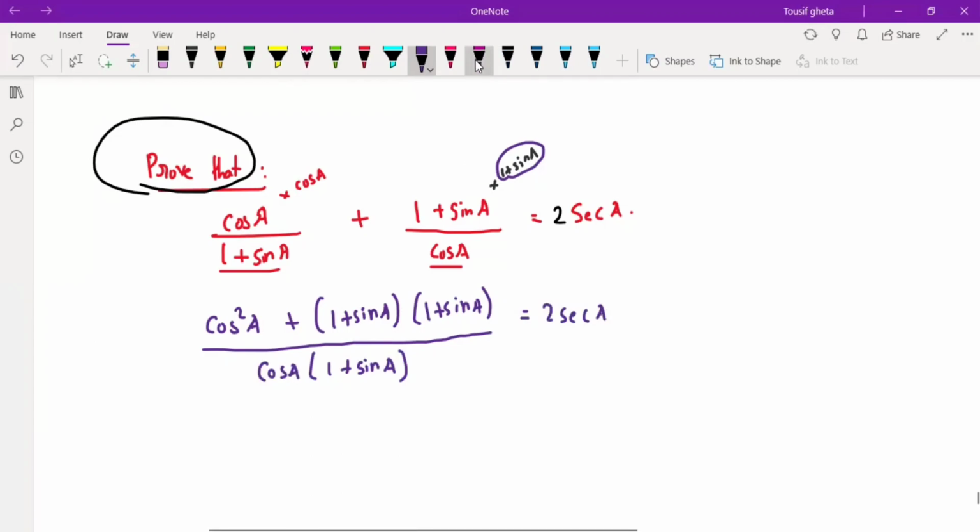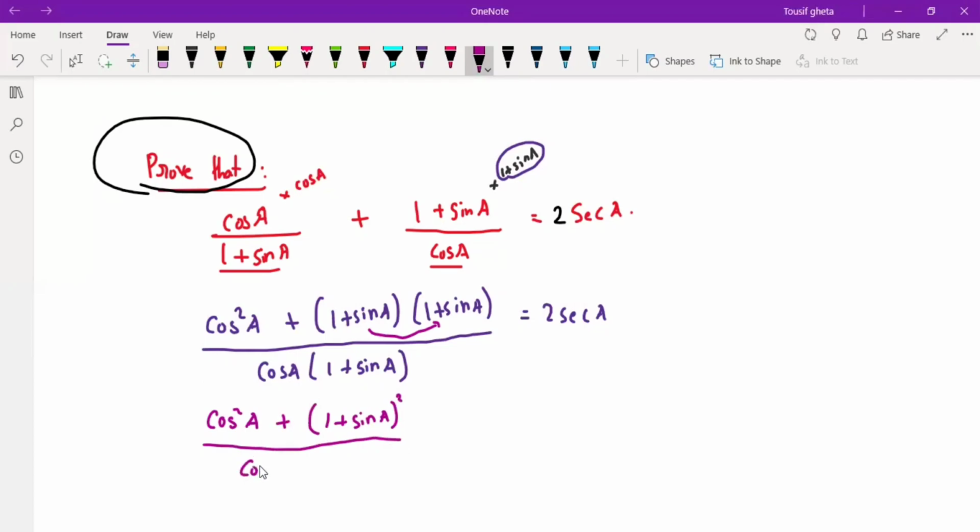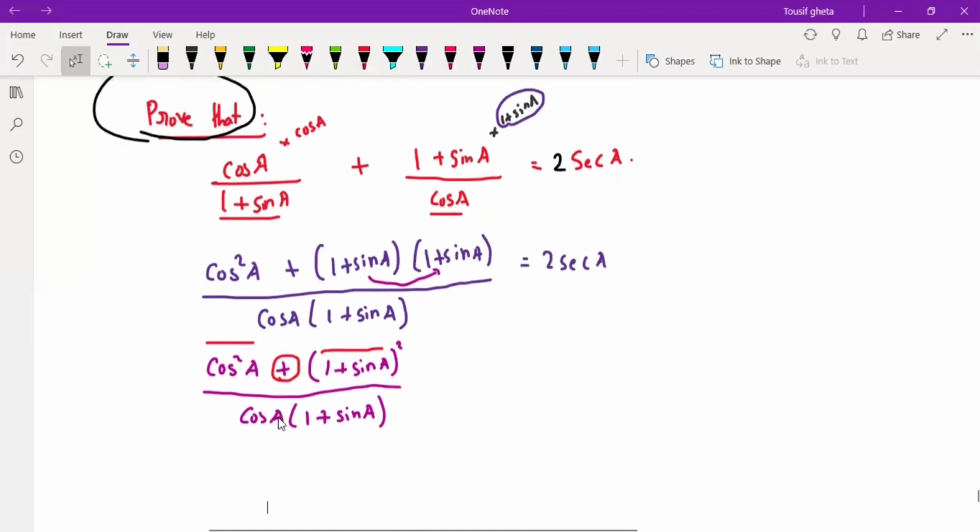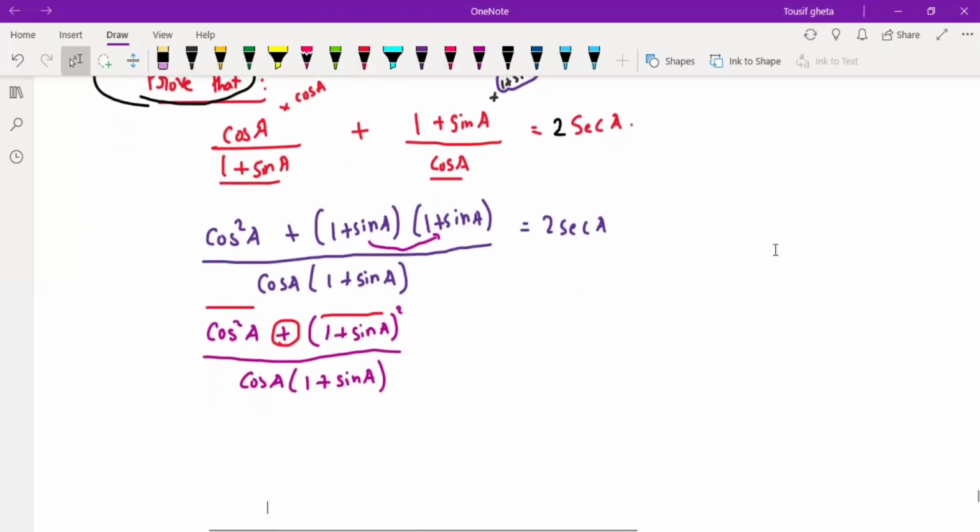Now cos square A we write as it is, cos square A plus, as you can see, 1 plus sin A is multiplied with the same factor, so we can write 1 plus sin A whole square, divided by cos A of 1 plus sin A. We can't cancel till now, because in the numerator there are two terms, the first term and the second term, and between them there is a plus. If it were a multiplication we could cancel, but we cannot do any cancellation, remember that.